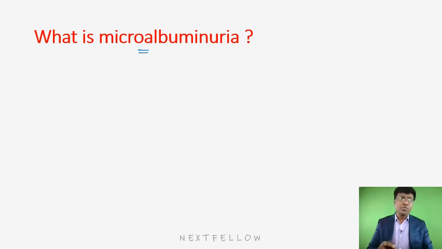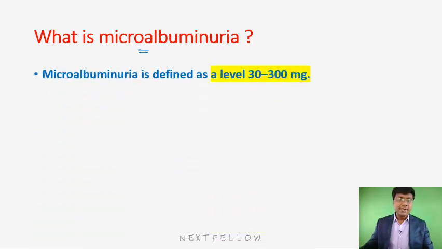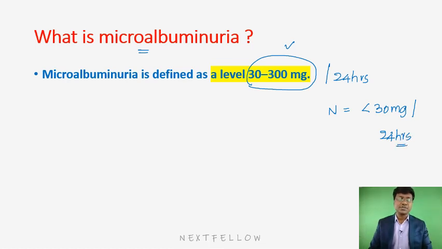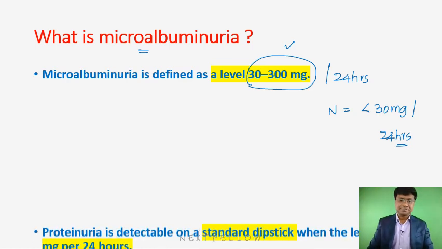And you need to know what microalbuminuria is. Microalbuminuria is the excretion of protein around 30 to 300 milligrams per 24 hours. If you take the normal albumin excreted in the urine per 24 hours, it will be less than 30 milligrams per 24 hours. This is the normal quantity of albumin excreted in 24 hours. And when you use the word microalbuminuria, it is defined as a level of 30 to 300 milligrams.